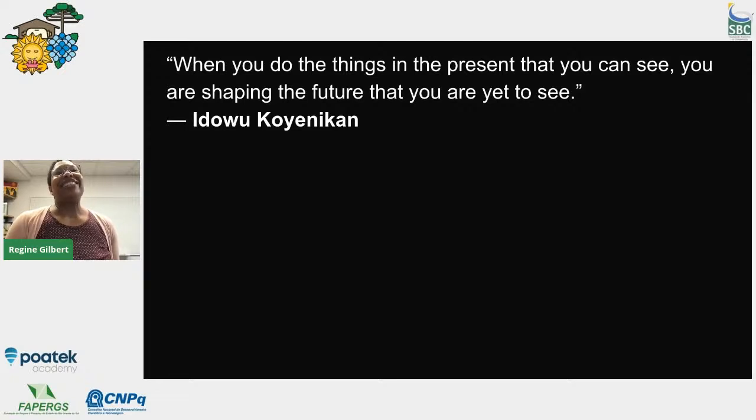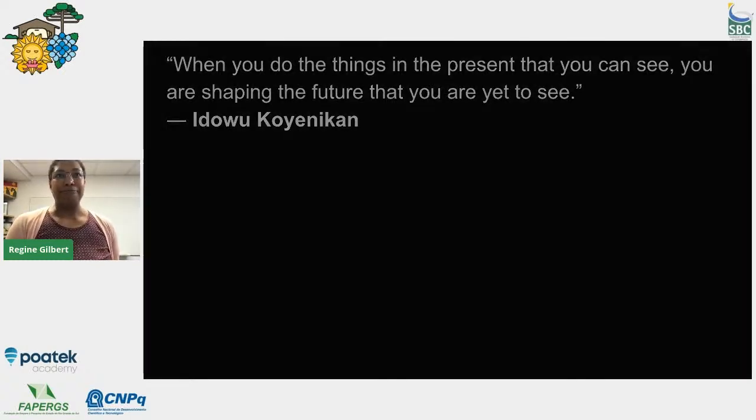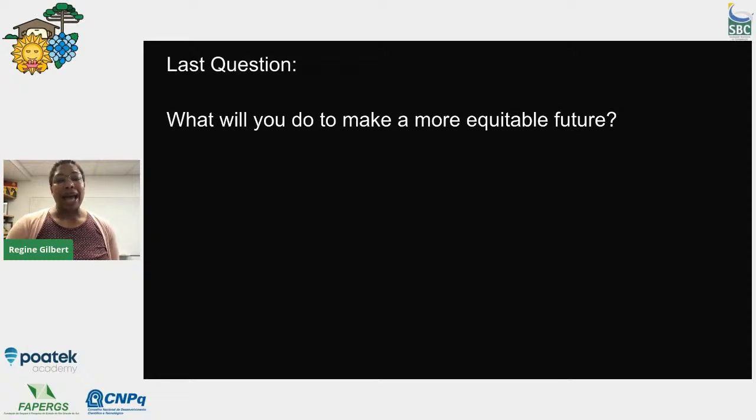So this quote by Idowu Koyenikan says, when you do the things in the present that you can see, you are shaping the future that you are yet to see. And my last question for all of you is, what will you do to make a more equitable future?